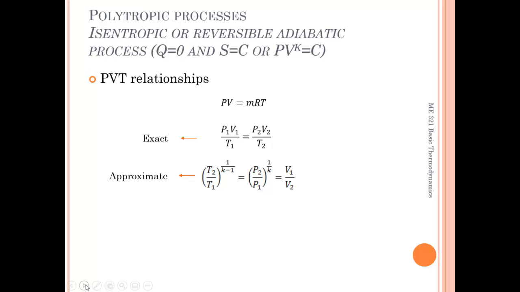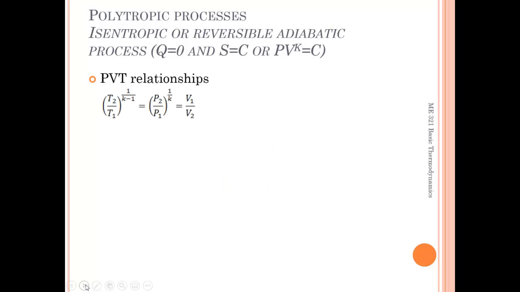Notice that in the exact solution, we do not use the specific heat ratio of the gas, but in the approximate solution, we use a single value for K. The reason behind this is that in the exact solution, we consider the specific heat of the gas to vary with temperature. But in the approximate solution, we consider the specific heat to remain constant. That's why we can afford to use a single value for K in the approximate solution. I will now derive the formula for the approximate solution in the next slide.